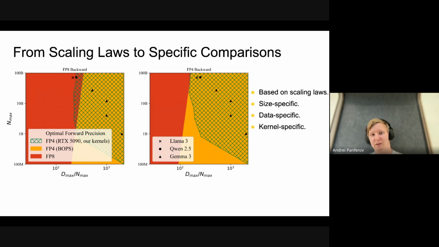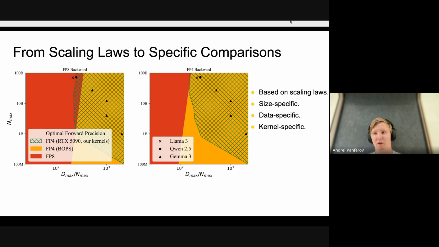So what we have seen is that, based on scaling laws and speedups and careful analysis of inference and training costs, we can arrive at a model that predicts which precision is optimal for every model size and every training budget. And we actually see that FP4 training can be optimal.